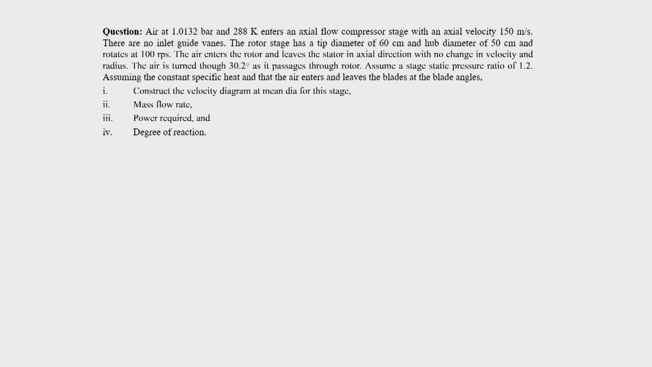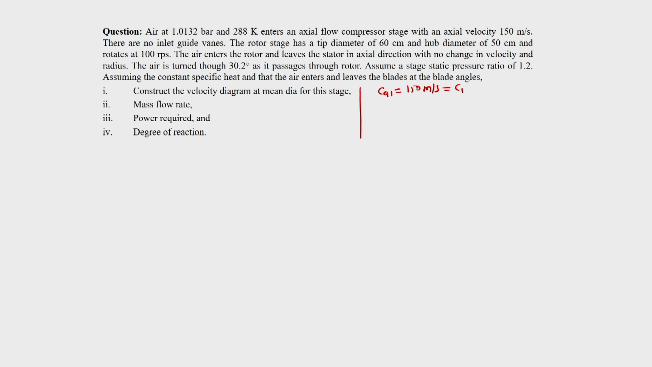So the next example says that air at 1.0132 bar and 288 Kelvin enters an axial compressor stage with an axial velocity of 150 meter per second. So given to us is CA1 equal to 150 meter per second. There is no inlet guide vane, so this CA1 is basically C1.